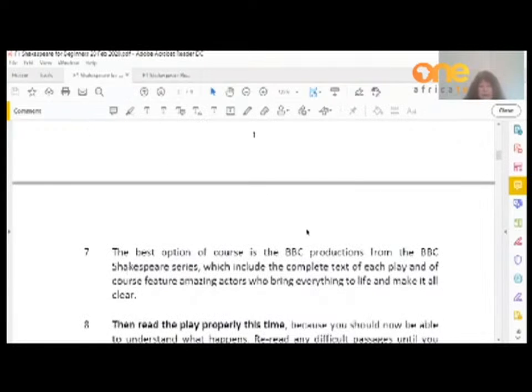Right, and there is of course a BBC production of it, and they have amazing world famous actors who are really good, but it's very difficult.